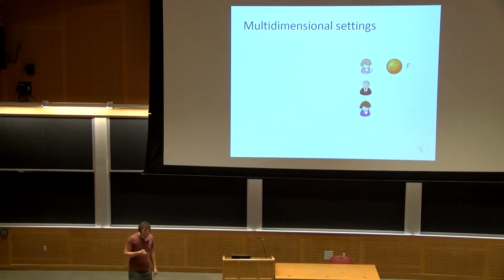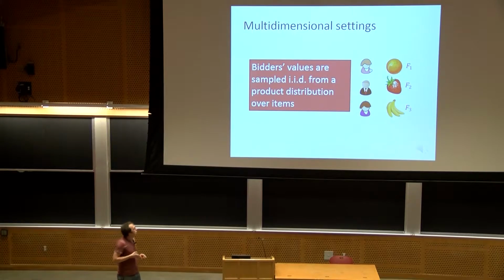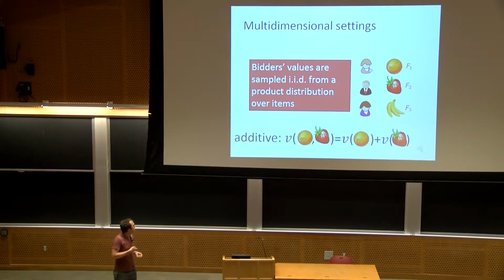Okay. So let's move to a multi-dimensional setting. Instead of an orange, we might have a strawberry and a banana. And we assume that the bidders' values are sampled from the same product distribution. So the distributions for the different items might be different, but the values are sampled independently of each other. And we assume that the values are additive across the items they get. So the value for a bundle of items is just the sum of the values of the items.